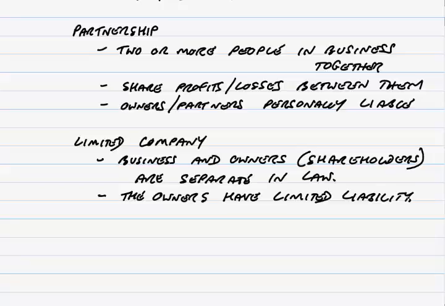And what we mean by that is if the company does collapse owing money, the owners, the shareholders, the most they can lose is the money that they've got invested in the business. The most the owners can lose is the amount of their investment in the business.